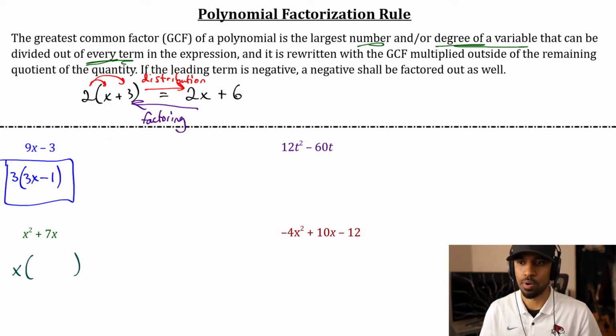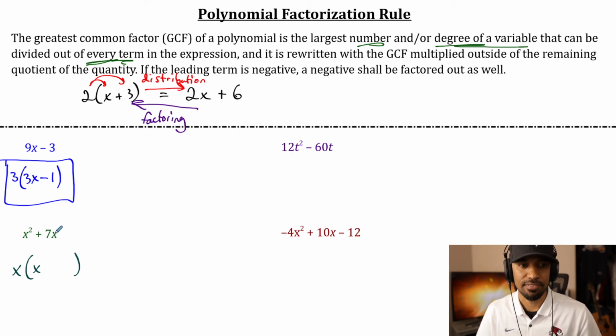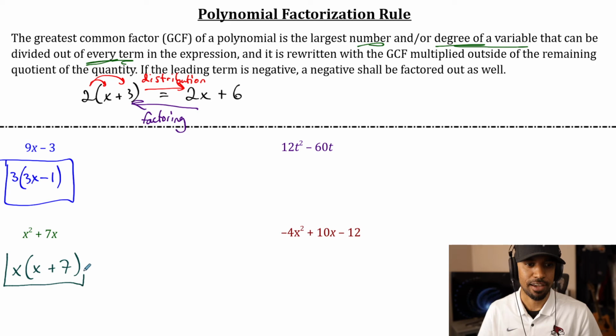I want to be without 1s as often as possible. x times what gives me x squared in x? So in essence, I divide an x out of x squared, and I'm left with x. 7x divided by x is just 7, because x times 7 is 7x. And that ends up being the result of that factored form right there.